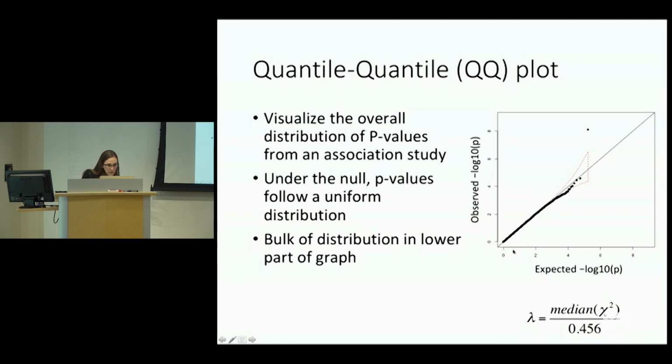Now your median chi-square statistic is somewhere down here, and that's where the bulk of your points lie, down here in the distribution. What I have up here is something that is deviant from the distribution, and this indicates that there probably is a true association here with this SNP. But you expect the genomic control lambda value to be close to 1. A genomic control lambda value greater than 1 indicates an inflation in test statistics, and less than 1 indicates a deflation in test statistics.